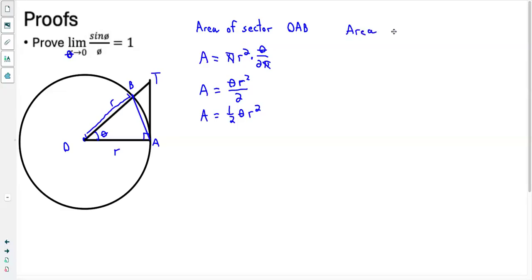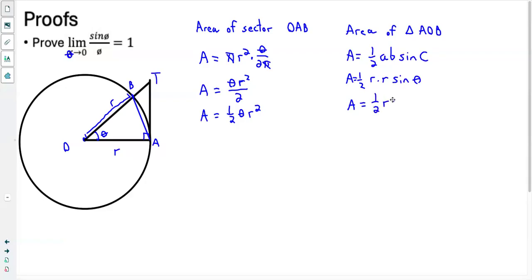Now, we're going to next look at area of triangle AOB. So that would be this triangle here, this non-90-degree triangle. Now we know that that would be equal to 1/2 AB sine of C. So in this case, that'd be 1/2 times R times R sine of theta. So that gives us our area is 1/2 R squared sine theta.